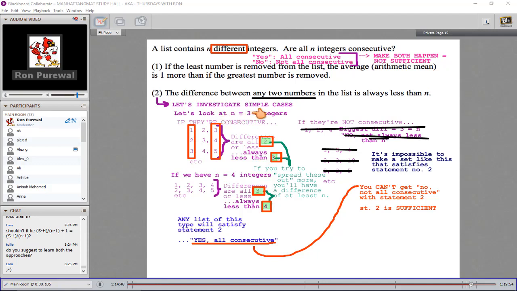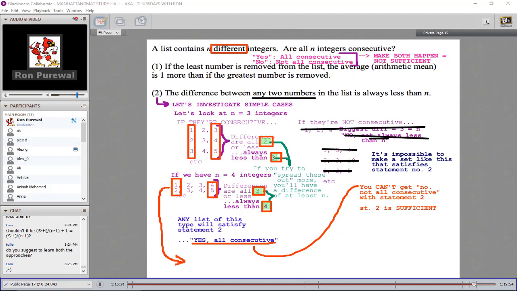If you have 3 integers and this is 2, those are consecutive. If you have 4 integers and this difference is 3, then those are consecutive. You just got to look at the difference between the biggest and smallest numbers, because if they're not consecutive, it's going to push those farther apart. So that's the pattern that you can notice here.